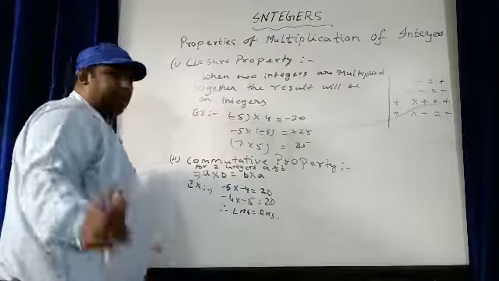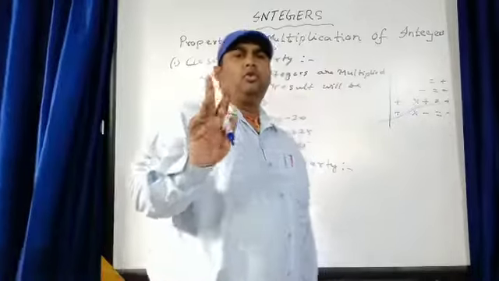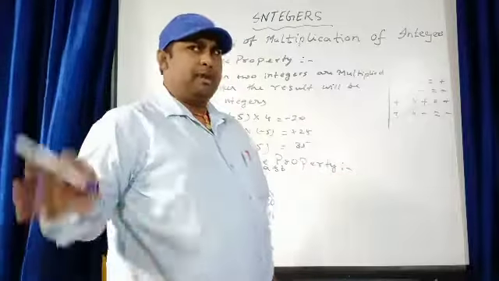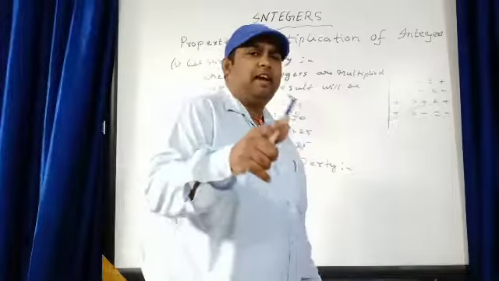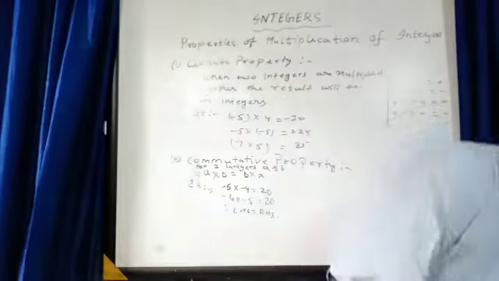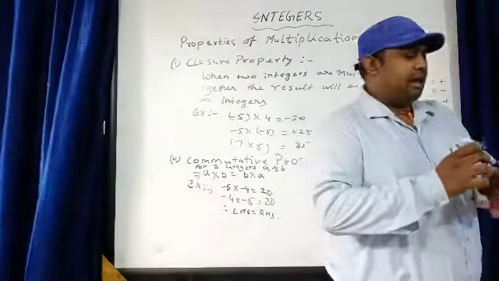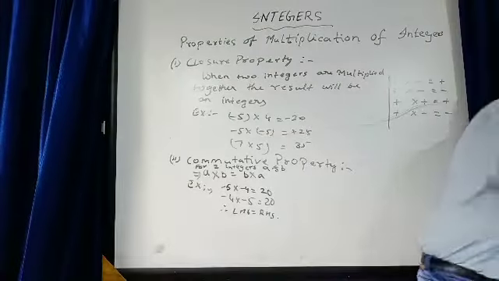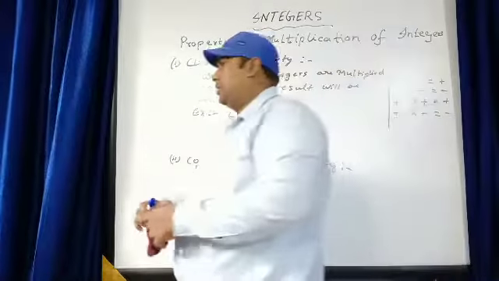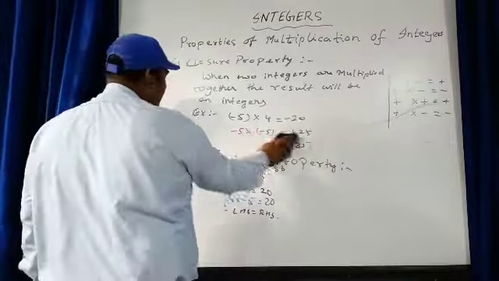Here in the commutative property, we have seen that when two integers are multiplied in any order, the result will be the same. Okay, student. Now our next topic is associative property. Same result you will get.